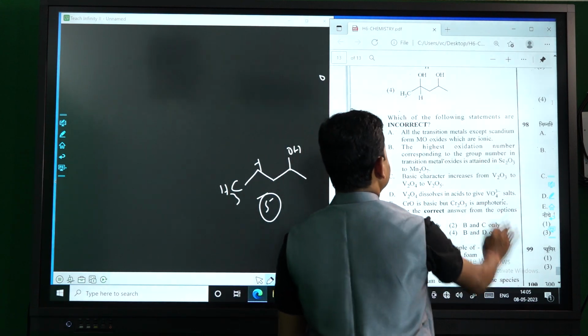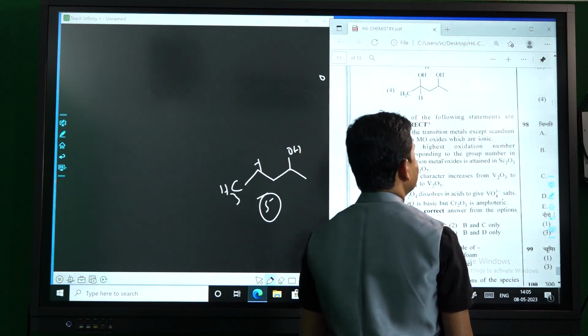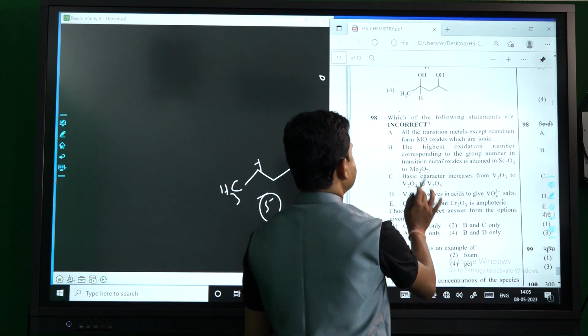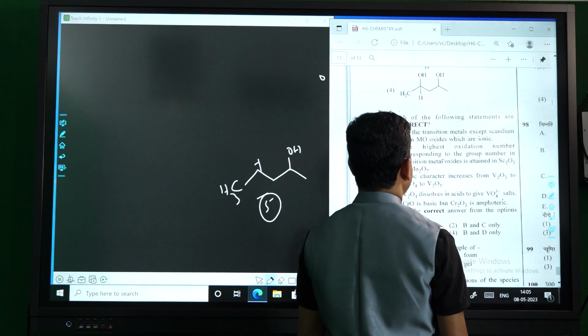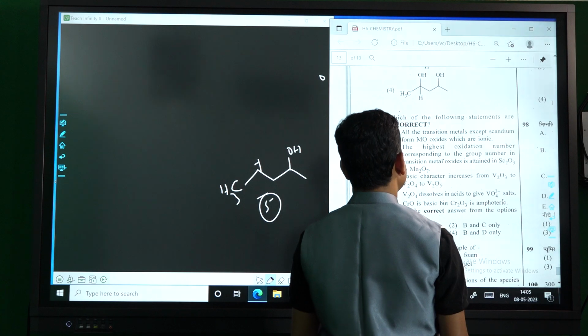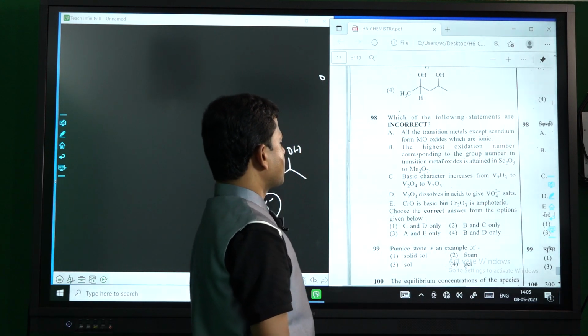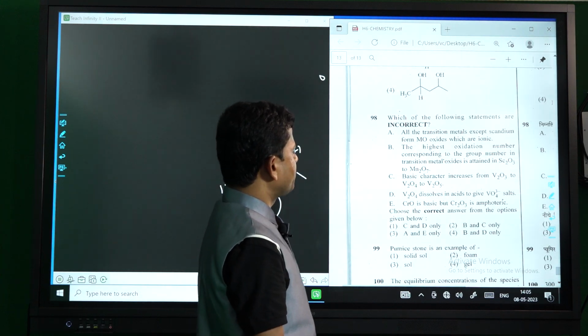The highest oxidation number corresponding to the group number in transition metal oxides is attained from scandium oxide to manganese oxide. In my point of view, this statement is also correct. Yes, manganese is correct. Next, basic character increases from vanadium trioxide to V2O4 to V2O5.